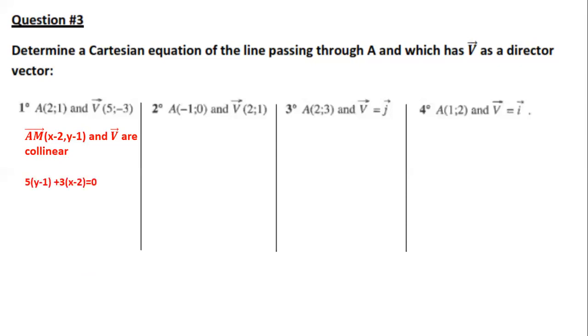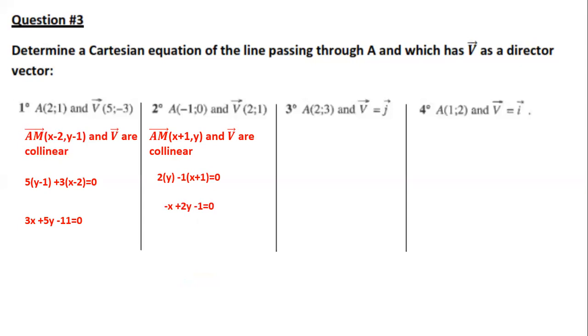So we use the determinant to show that they are collinear, and it should be equal to 0. The determinant says that xy' minus x'y equals 0. Okay, so this is the Cartesian form of the first one. Also on the second one, I should create a vector AM, which is (x plus 1, y), and vector v. AM and v are collinear, so I apply the rule of the determinant that says xy' minus x'y equals 0, and this is the Cartesian form.